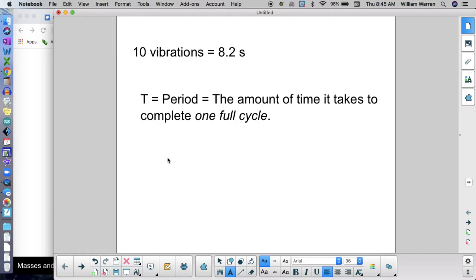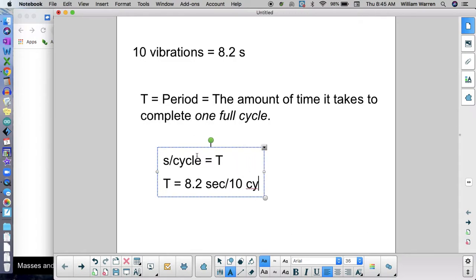So in this case, all I do is calculate the number of seconds per cycle, and that's going to be the period. So the period is the number of seconds per cycle. Well, it took 8.2 seconds to do 10 full vibrations, or 10 cycles. Okay, and 8.2 divided by 10 is 0.82 seconds. That's the period. That's how long it took.